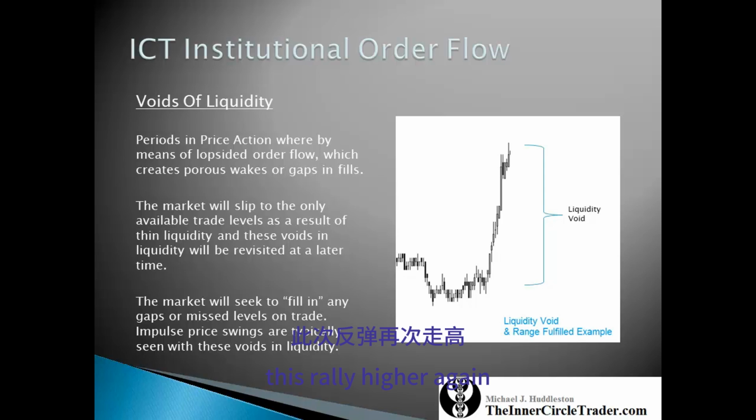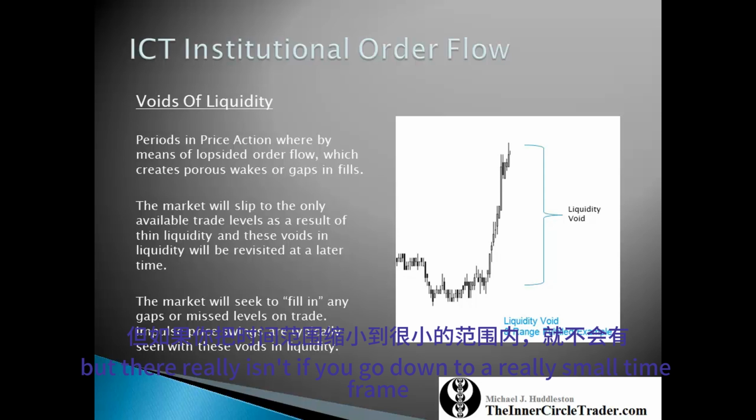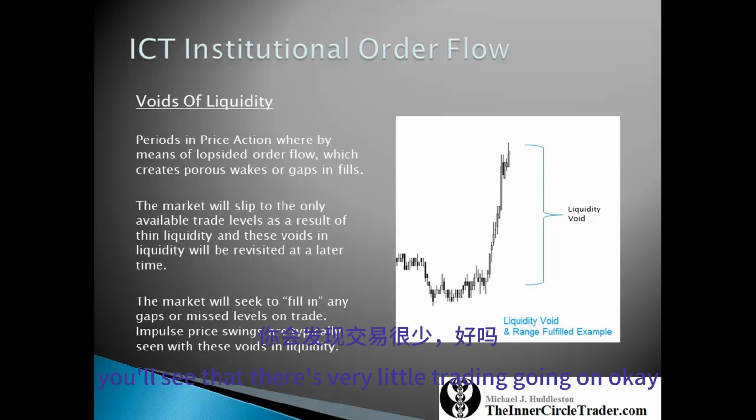This rally higher, again, is going to house what we call a liquidity void. The void is when you see that price action there, it looks like there's a trade at every potential price point from the low to the high, but there really isn't. If you go down to a really small time frame, you'll see that there's very little trading going on.